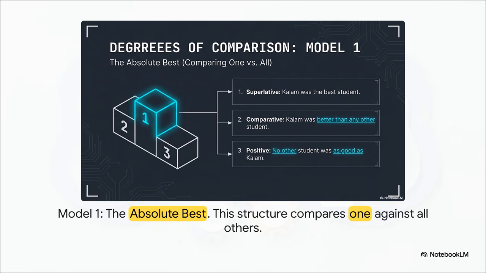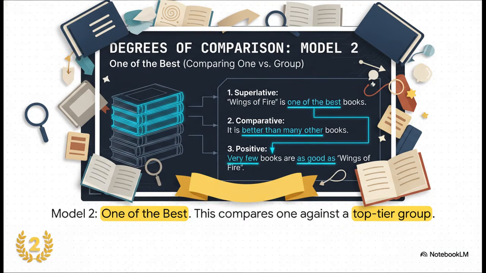They're just expressed differently. But what if something isn't the single best, but it's up there in the top tier? Well, that's where Model 2 comes in. The language here is just a little more subtle. It becomes one of the best books, or better than many other books. That tiny little difference between any other and many other is small, but it is absolutely vital to get right.